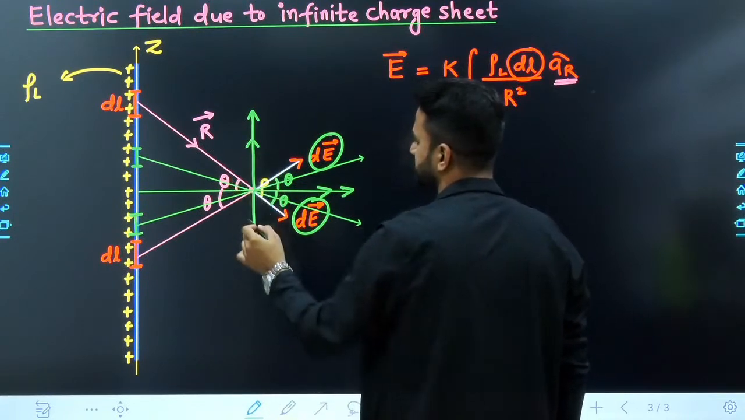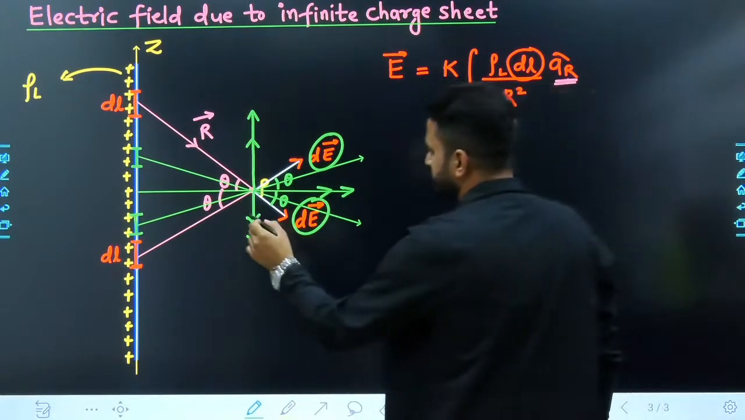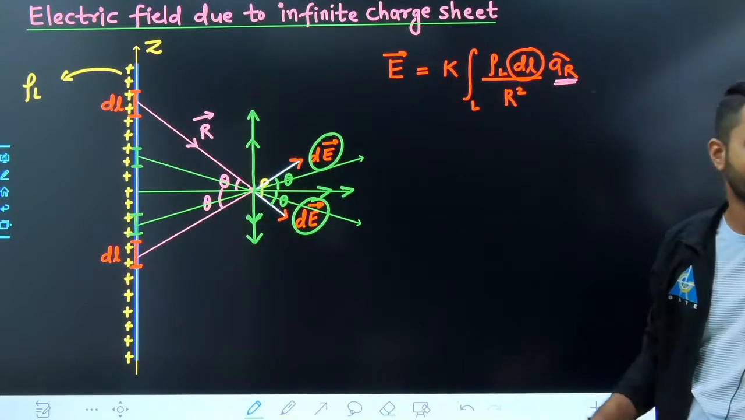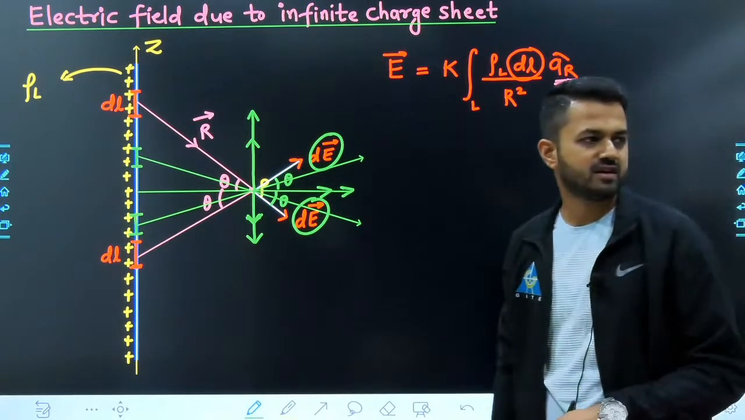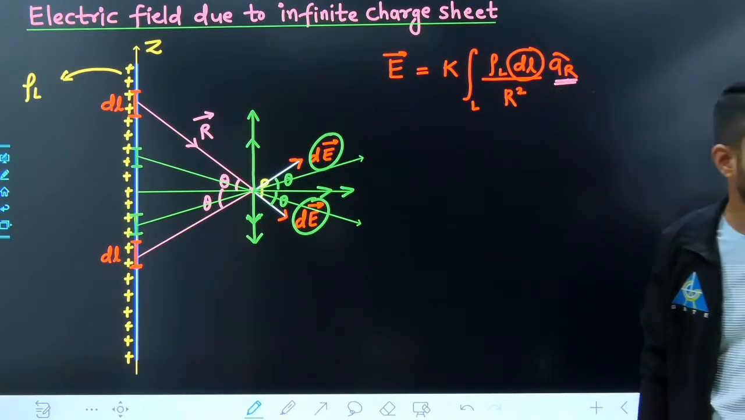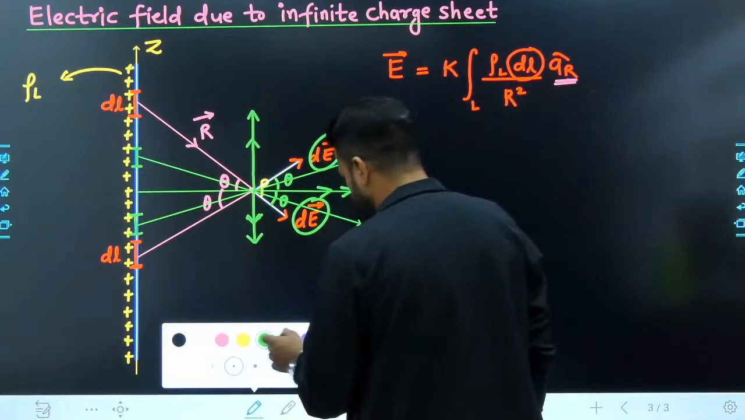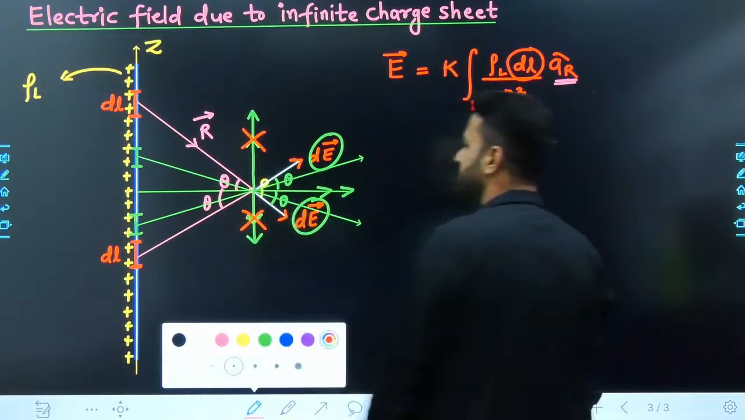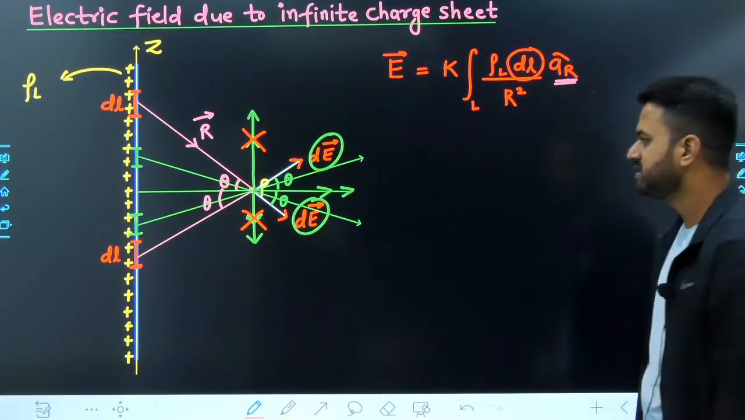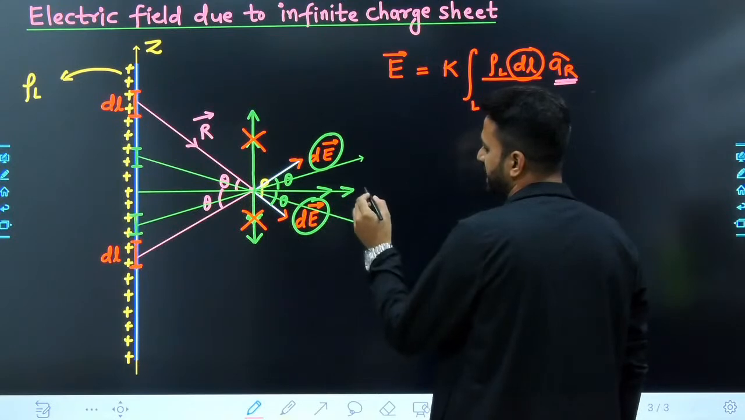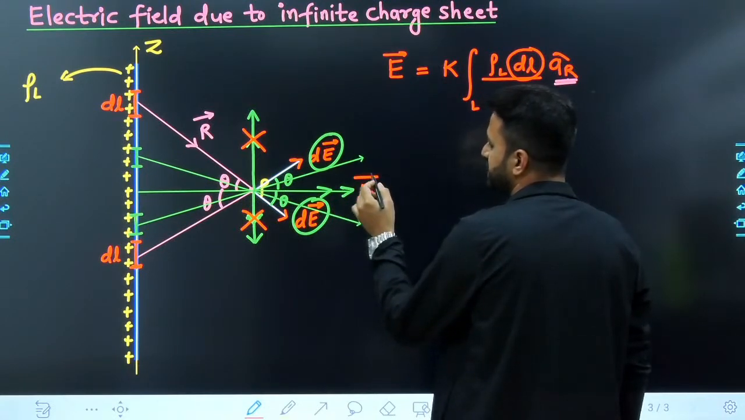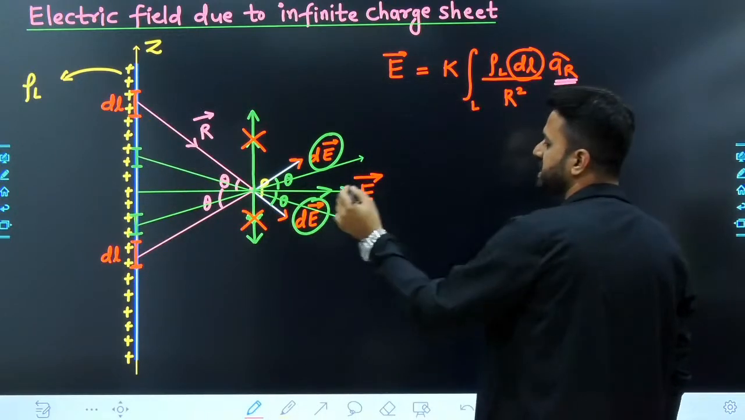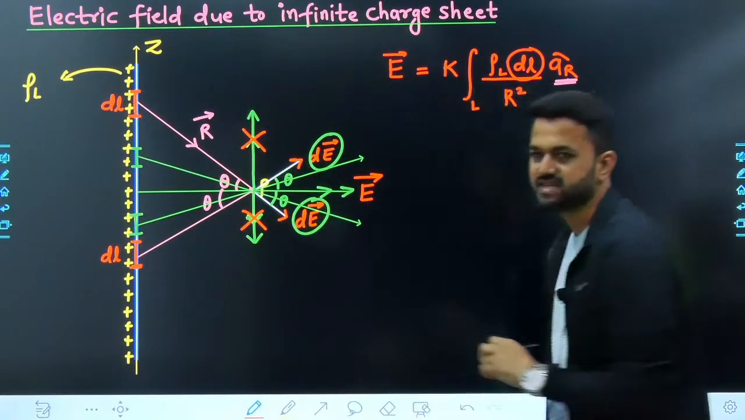in this direction. So what you can see is all the field components which are equal and opposite can cancel each other. So it will cancel these electric fields, right? And all the electric field components that are in this direction are added together. So the direction of electric field for this infinite long line charge will be in this direction. The z components will cancel each other.